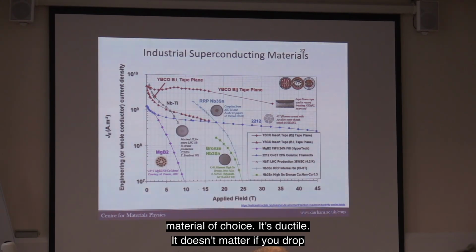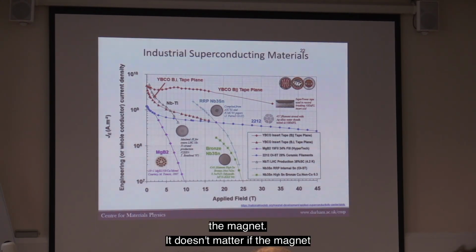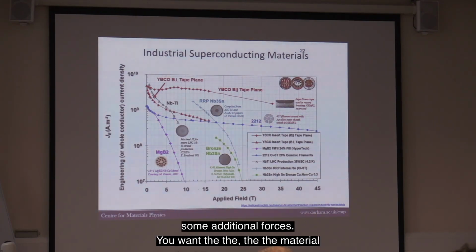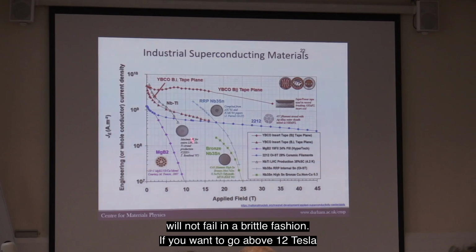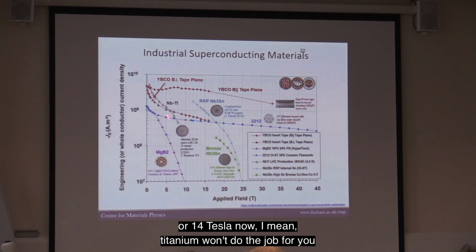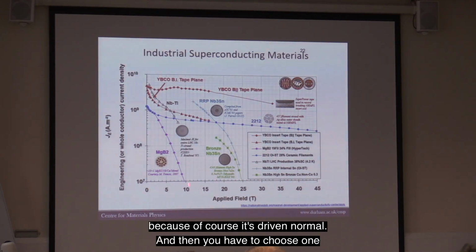It's ductile. It doesn't matter if you drop the magnet. It doesn't matter if the magnet quenches. It doesn't matter if it sees some additional forces. The material will not fail in a brittle fashion. If you want to go above 12 Tesla or 14 Tesla, niobium titanium won't do the job for you because, of course, it's driven normal.